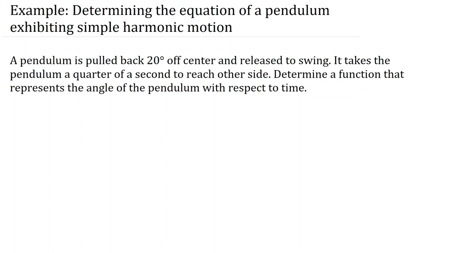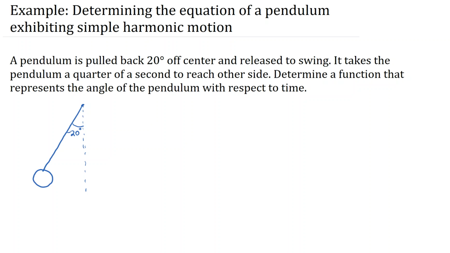Okay, in this video we're going to see an application of simple harmonic motion in the case of a swinging pendulum. In this case, a pendulum is pulled back 20 degrees off center. So you can imagine a pendulum hanging due to gravity straight down. This is center, but it's pulled back 20 degrees off center, maybe something like this, where this angle is 20 degrees. Since it's pulled to the left, to indicate direction we will call it negative 20 degrees, okay?